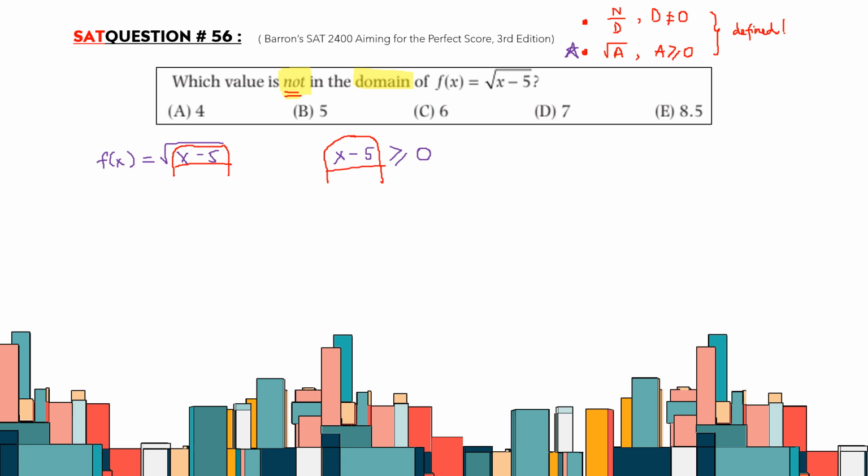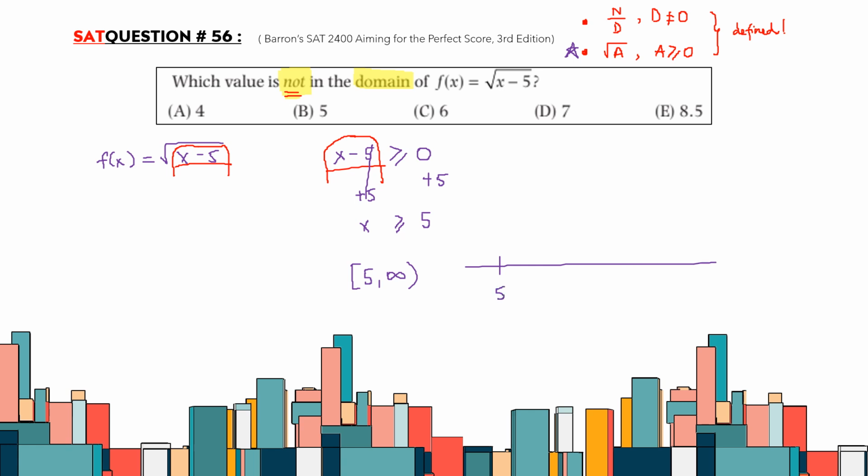Now we solve for it. We add 5 to both sides. That cancels. We have x greater than or equal to 5. So if we write it in interval notation, this will look like bracket 5 comma positive infinity parenthesis, right?